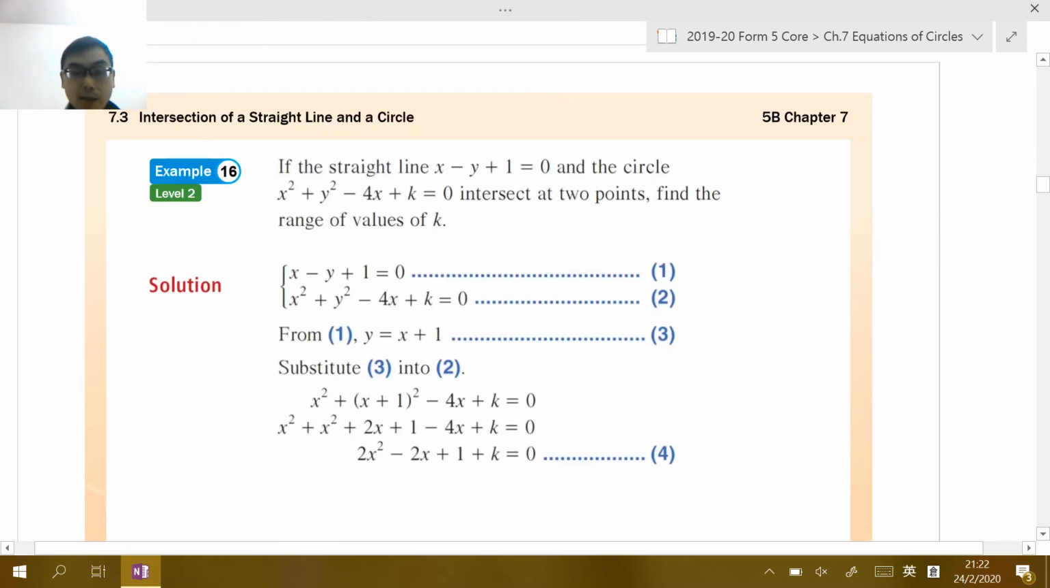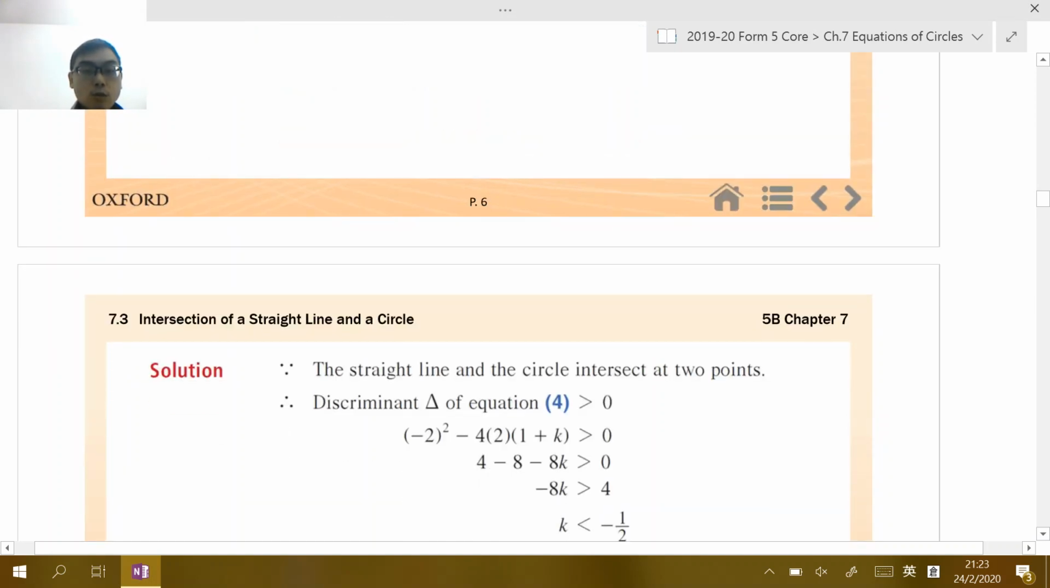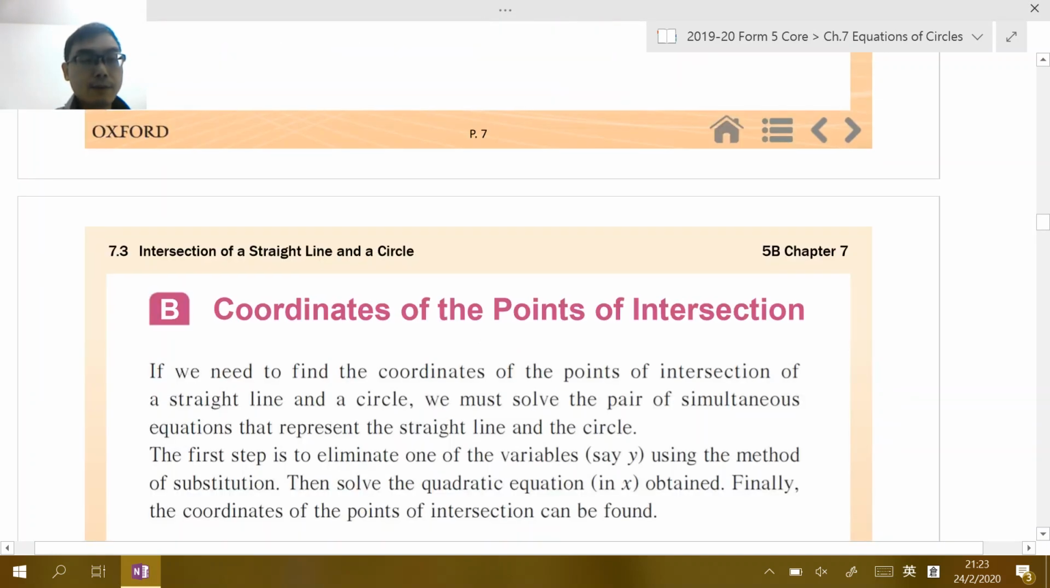And for example 16, it's just similar. Now, this time I give you the condition that they intersect at 2 points. So what you need to do is substitute again, and this time you will have to leave your unknown constant k in the equation, but still use the discriminant, setting it greater than 0 for intersecting at 2 points. So you can just write the range of k, using an inequality sign, as you saw before.